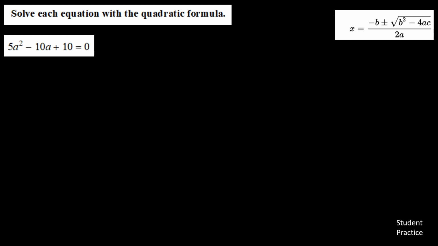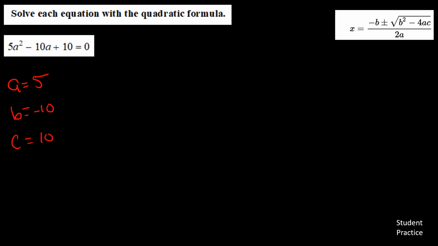Don't let this one fool you. I know a lot of students in the past say, oh no, we have different values here. Be very, very careful. Okay, your A value here is 5. B here is negative 10. And C is going to be a positive 10.